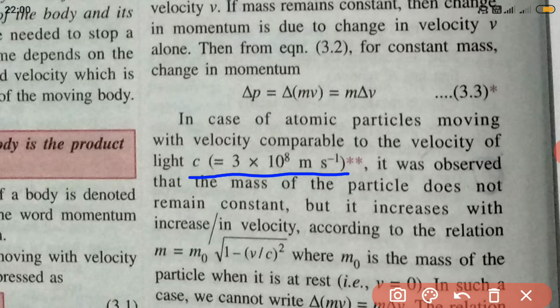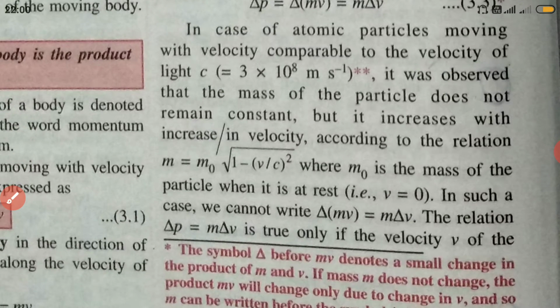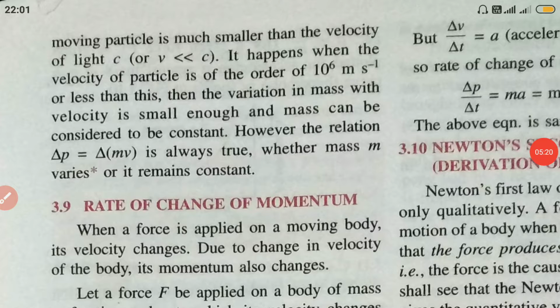According to the relation m equals m naught divided by under root 1 minus (v upon c) whole square, where m naught is the mass of the particle when it is at rest. In such a case we cannot write del P equals m del v, because del will come in front of m also. The relation del P equals m del v is only true if the velocity v of the moving particle is much smaller than the velocity of light.